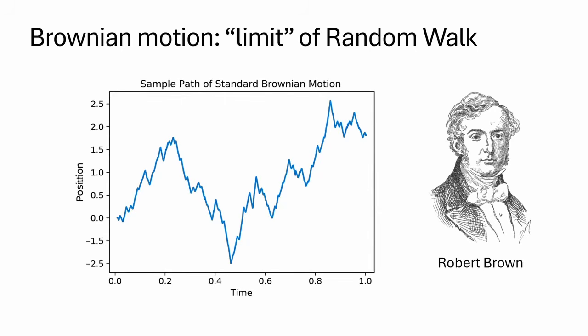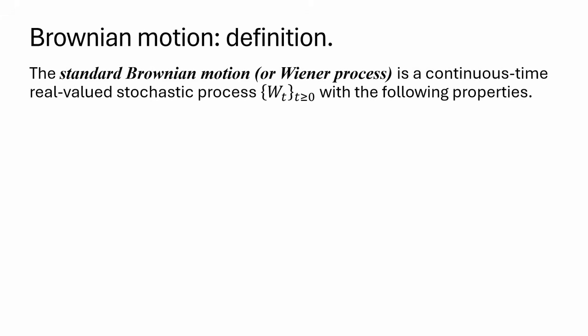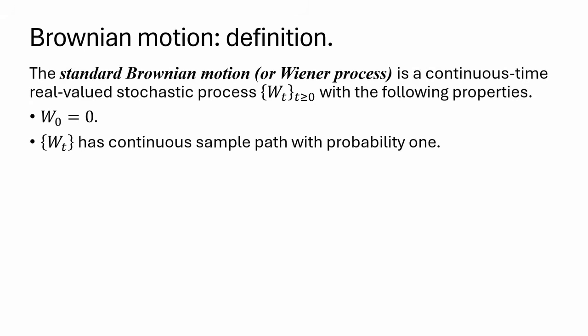And the Brownian motion was first observed in nature by the botanist Robert Brown in the middle of the 19th century. Its mathematical formulation, however, came much later. And speaking of which, this is the definition. The standard Brownian motion, or Wiener process, is a continuous time, real-valued stochastic process, Wt, t greater or equal to 0, with the following properties. First, we have W0 equals 0. It starts from 0. Next, Wt has continuous sample paths with probability 1. That is to say, the trajectories are almost always continuous.